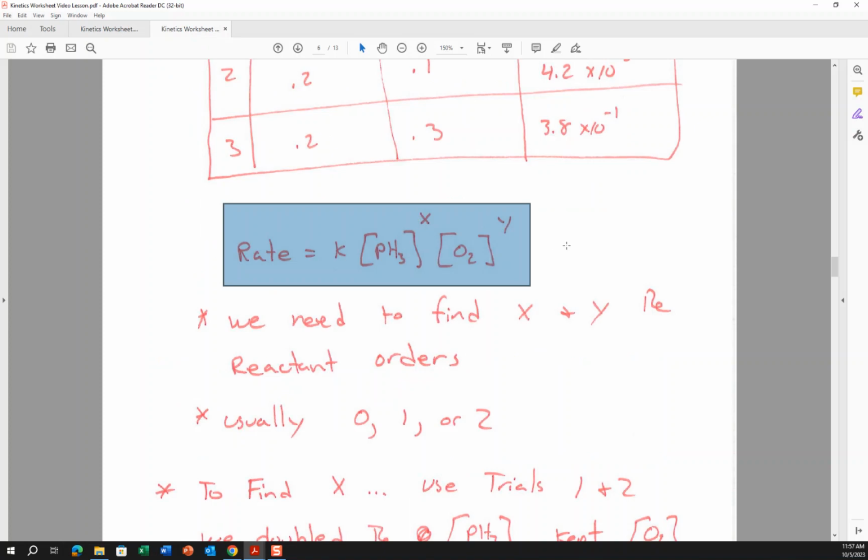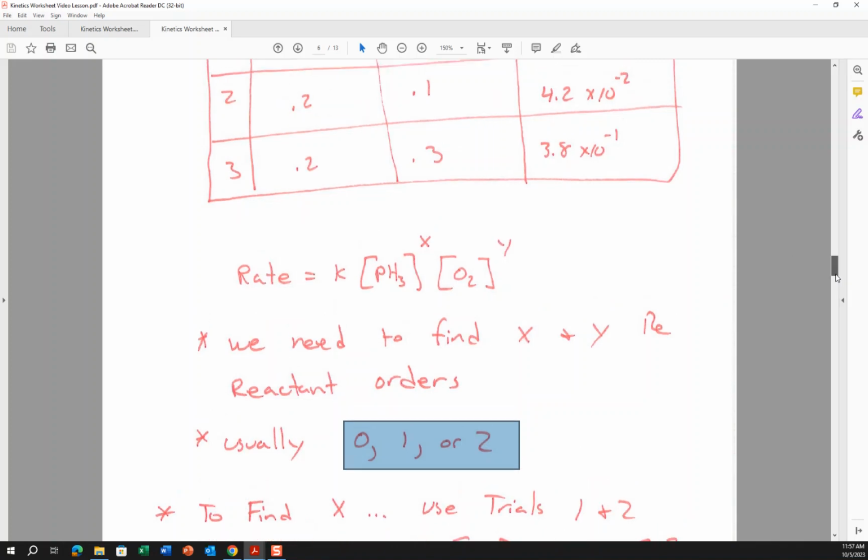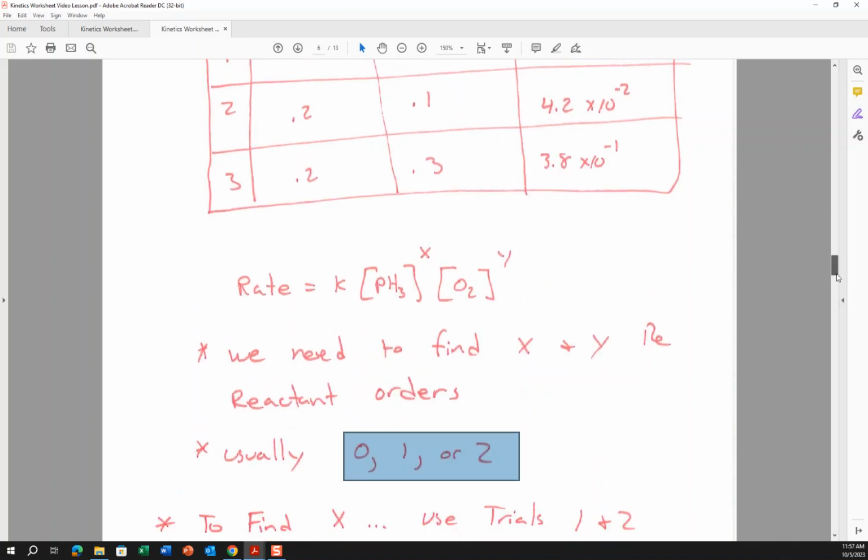Usually the reactant orders are going to be 0, 1, or 2. So a reactant can be zero order, first order, or second order. And the way you know is, let's do zero order first: if you change the concentration of that reactant, but the rate doesn't change, then that's zero order.